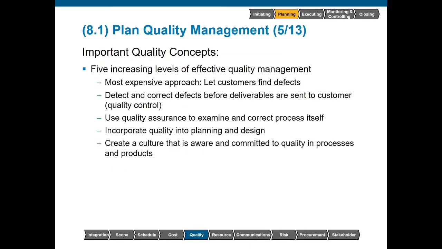So, a very important quality concept. There are 5 increasing levels of effective quality management. The least effective level is letting customers find defects. If we visualize ourselves sitting at a restaurant and we order food and they bring out your meal and it is just very poorly prepared and almost raw, it is not food safe, they're either going to have to compensate you in some way, or odds are we're going to get up and leave the restaurant.